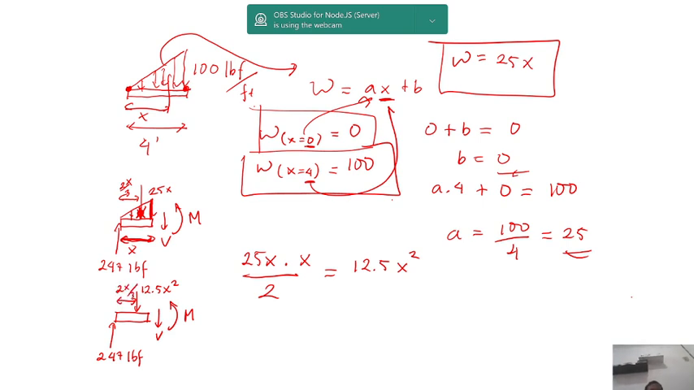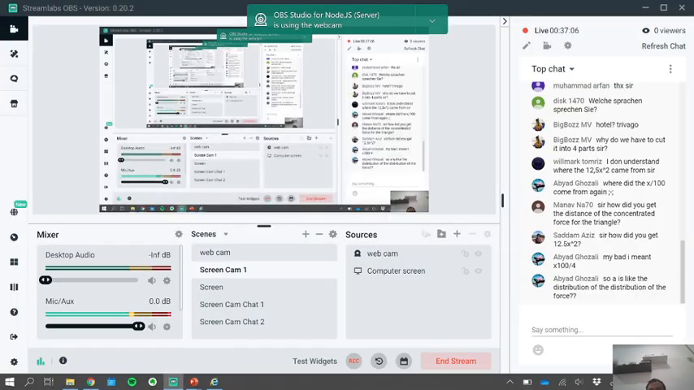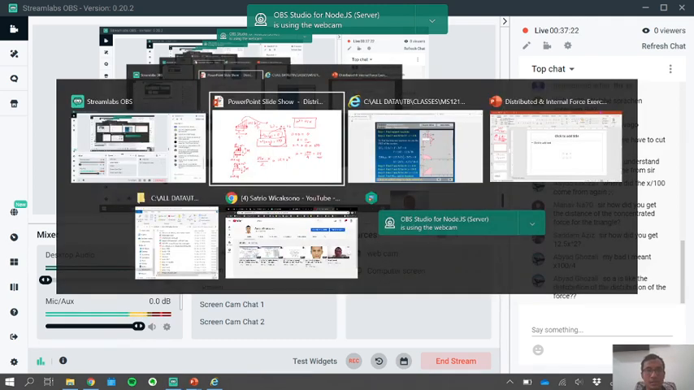That's the thing. Does this answer your question? So A is like the distribution of the force. No, A and B there just now.